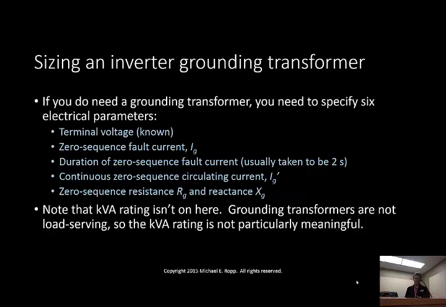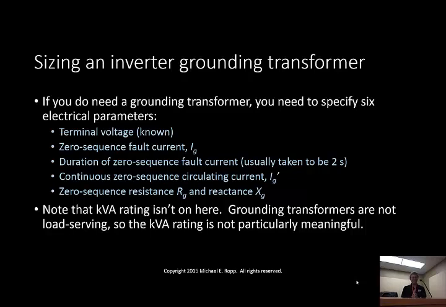And then last but not least, I need the zero sequence resistance and reactance. I need the impedance of the grounding transformer to make sure that the coefficient of grounding remains where it needs to be. For those of you who are counting, I said there are 6 parameters, but there's only 5 bullets. You notice the last bullet actually has 2 parameters in it. So I can count. You'll notice one parameter that isn't on here, and that's the KVA rating.